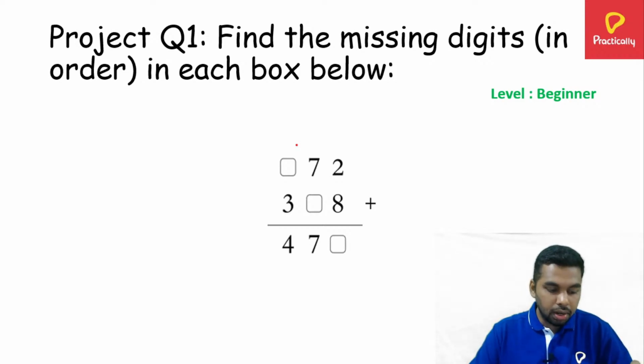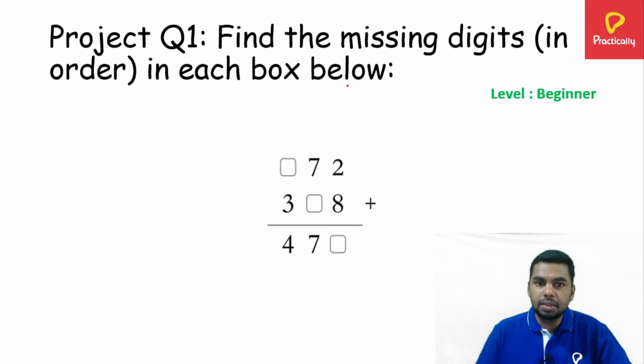Okay, so I'll go ahead with the project discussion today. Hope you are all able to see. Question number 1, we shall just read it. Find the missing digits in order in each box below. So we have this 3-digit number which is added with the second 3-digit number, and it gives a 3-digit number itself. Now you are to find what is missing in each of these boxes.